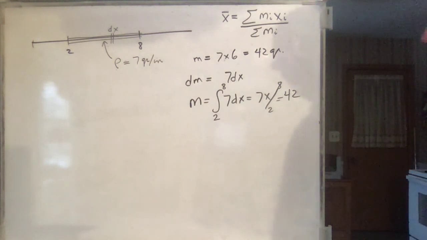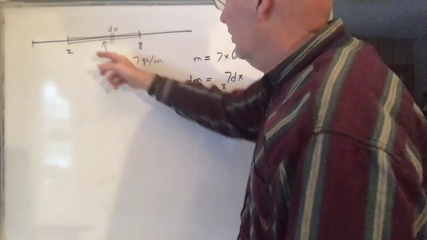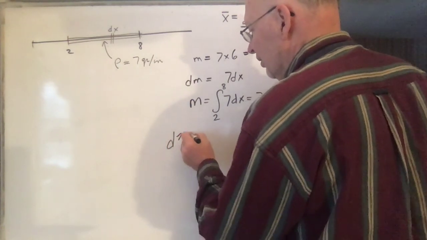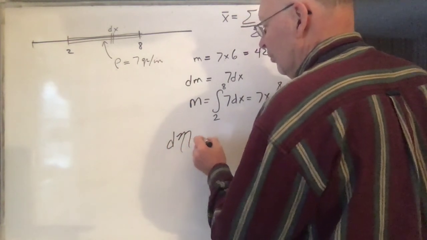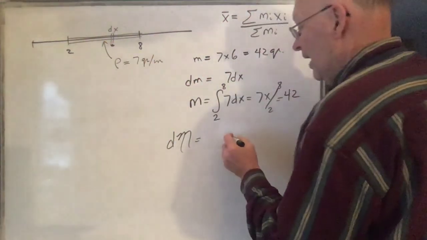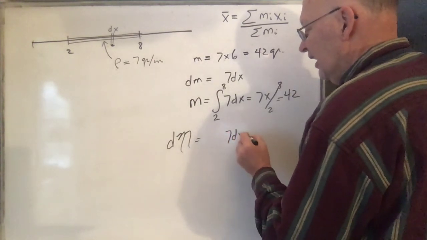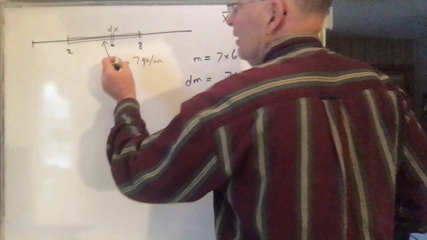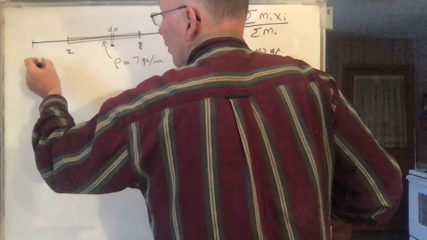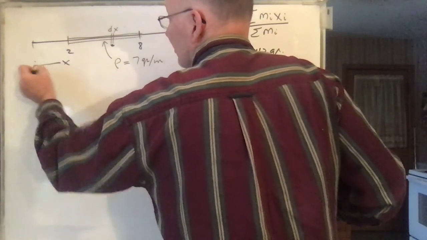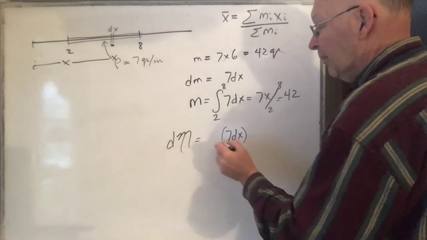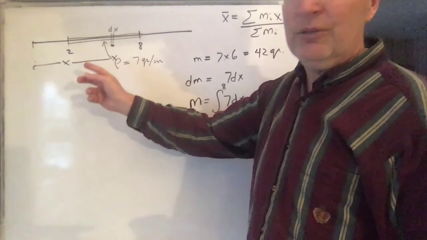Okay, that's fine. Now, what about the moment? Well, a little tiny piece of moment is going to be what you get by taking this mass right there. That mass is going to be 7 dx. There's the mass of it. And now I want to take that mass times the distance from the origin. So what's the distance from the origin? This is at the point x right there. So I would multiply that by x, just like I did in the discrete example.